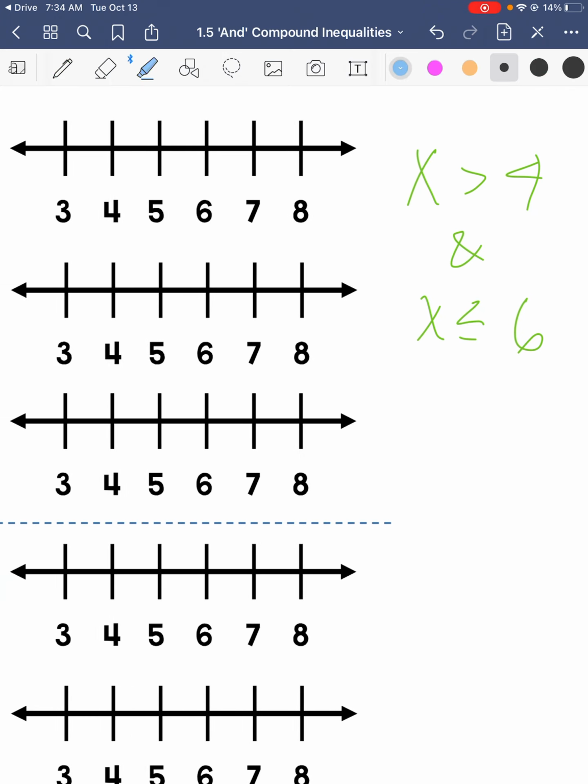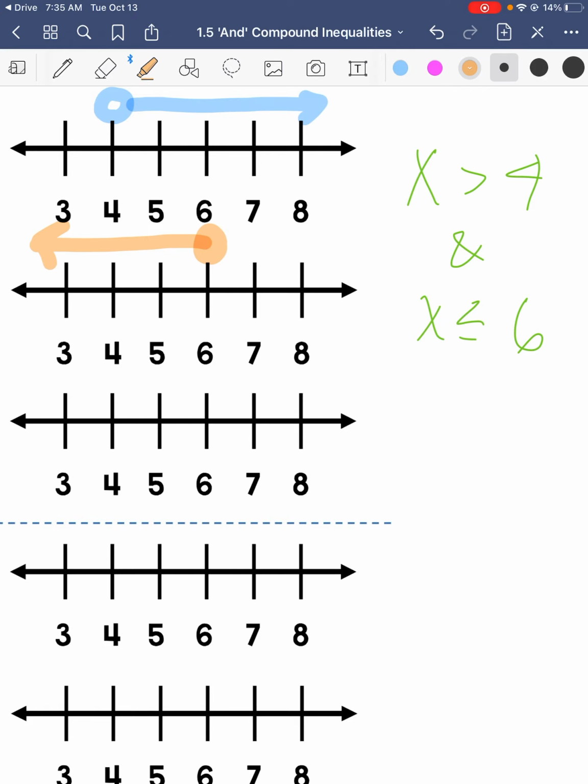On the top one, I will graph this first one, x is greater than 4. So 4 is where we have our circle. It's going to be open because it is not including 4. And x is greater than, so we follow the bigger numbers. That's the first one. And then on the second one, we're going to graph x is less than or equal to 6. So over 6 is where we have our dot. It's going to be closed because it does include 6, and it's going to be less than, so we'll go this way.